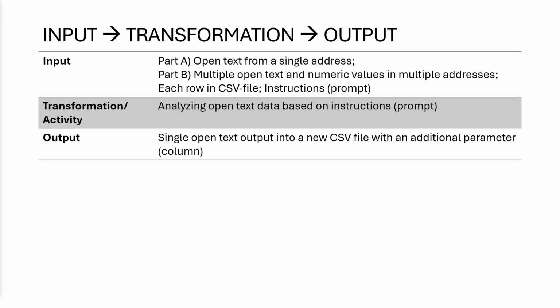This is the exercise parts. Part A is, as mentioned, a single open text response from an employee, and part B is a combination of multiple open text entries and numeric values from different fields in a CSV file. And we also use predefined instructions, meaning a prompt to the LLM that then analyzes these inputs and generates structured insights.